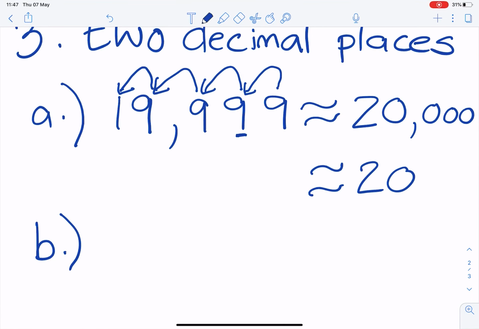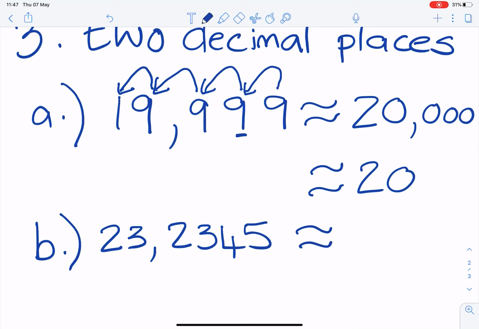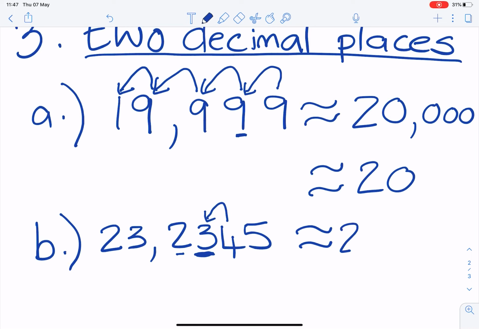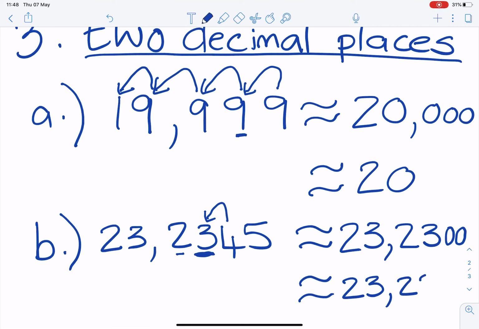Let's look at 3B. They give you 23,2345, and they ask you to round it off to 2 decimal places. So we are interested in the 3. So the guy next door is the 4, and he tells the 3 to stay the same. So your answer will be 23,23. And the guy next door becomes a 0, and so does his friend. So your answer is 23,23.